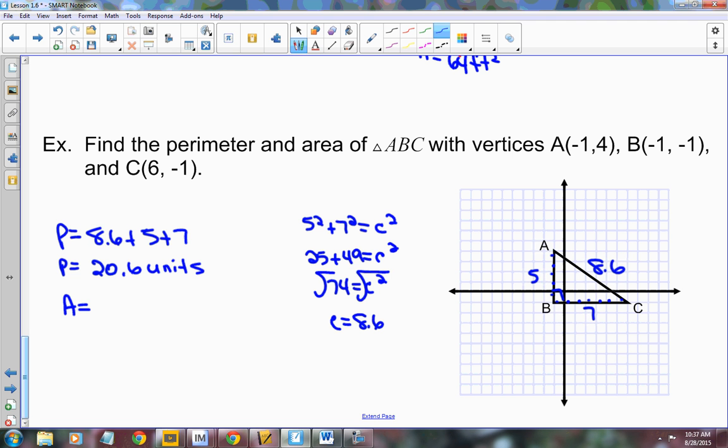Now I need my area. What's the formula for the area of a triangle? Base times height divided by 2. So my base is 5, my height is 7, and if I divide that by 2, I get 35 divided by 2, that gives me an area of what? 17.5. And that's in units squared.